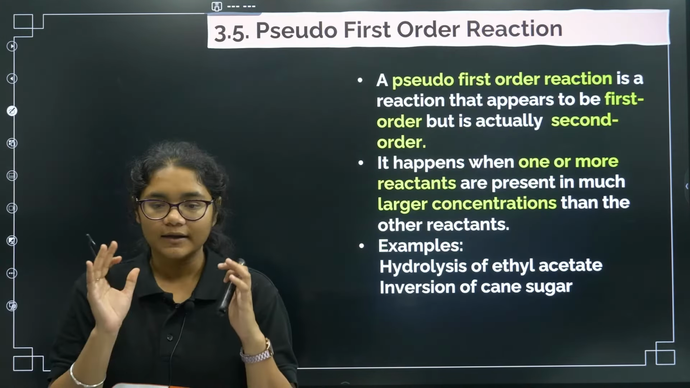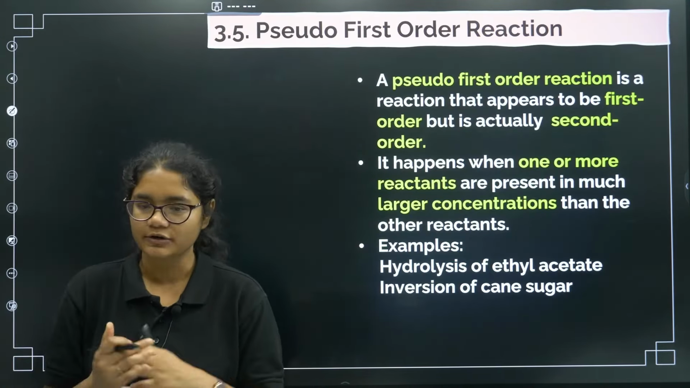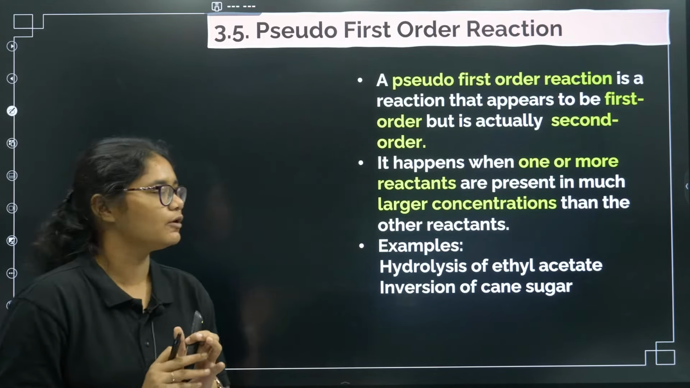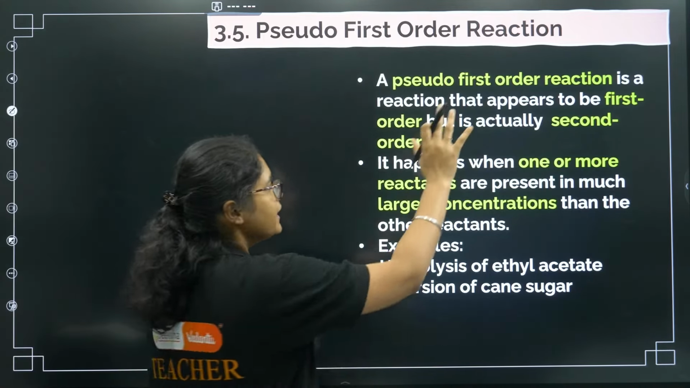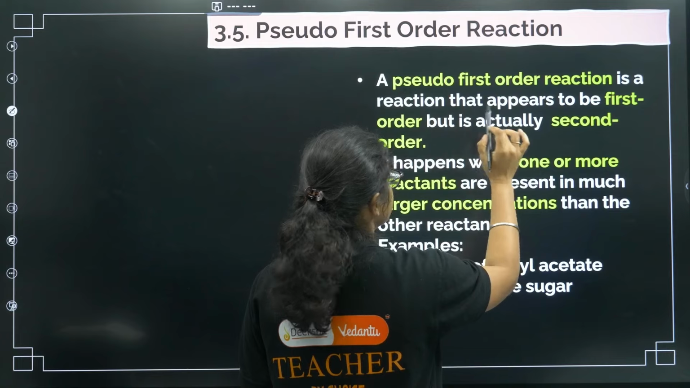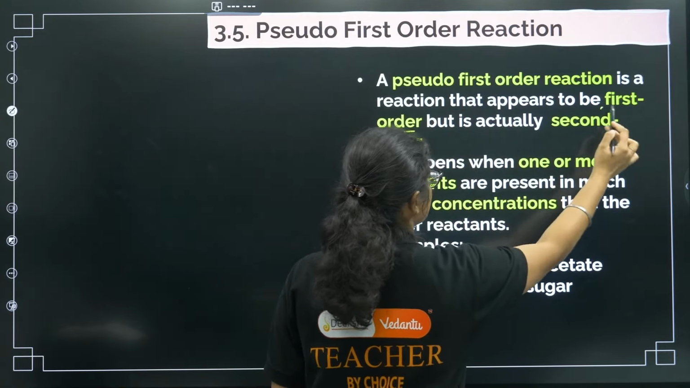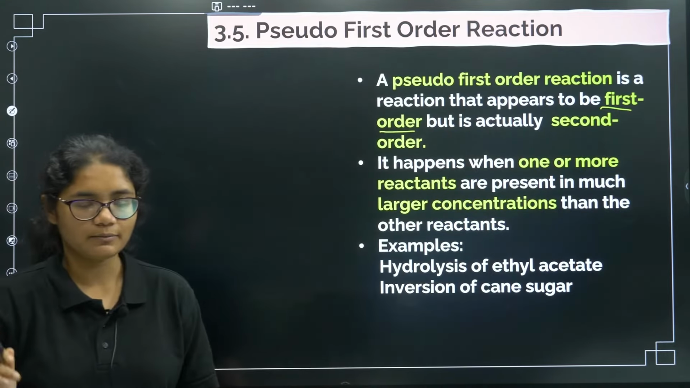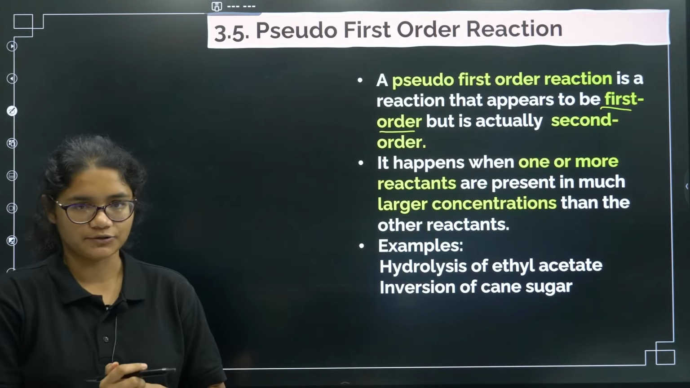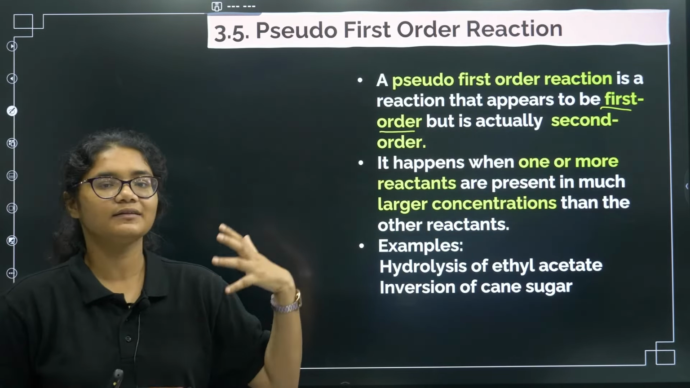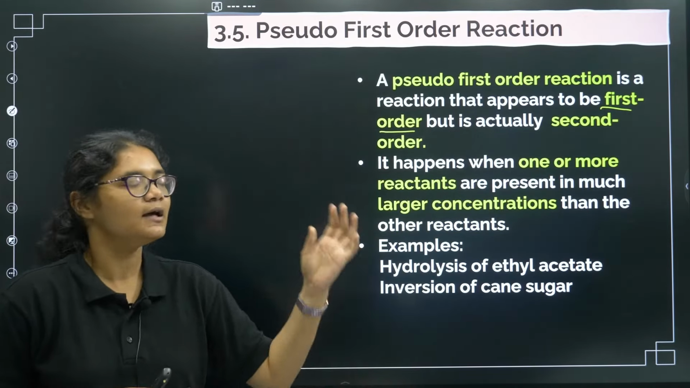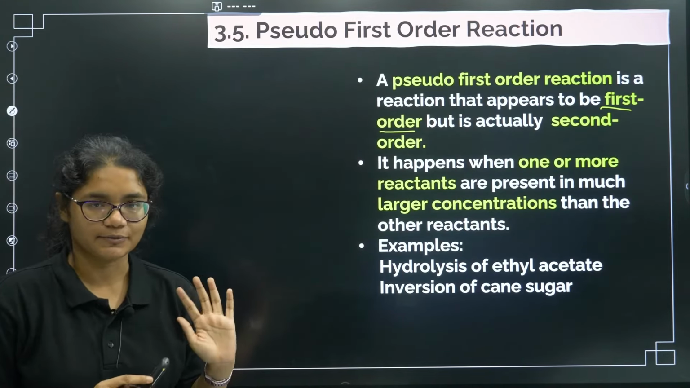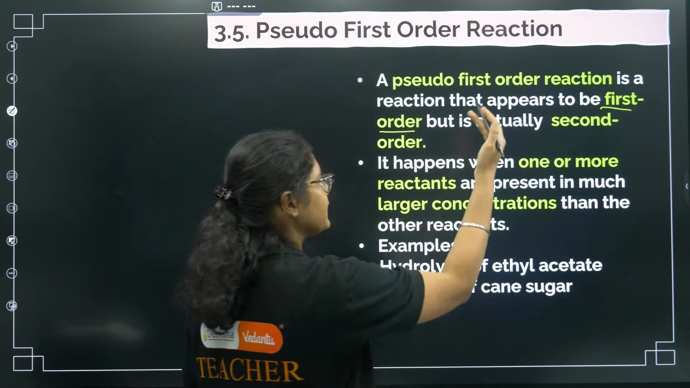Now another important concept here, pseudo first order reaction. This is a very simple thing. What is a pseudo first order reaction? See, it is a reaction that appears to be first order, but actually it is a second order reaction. When we see it, we'll think it is a first order reaction, but actually it is a second order reaction. Now when do we get this?